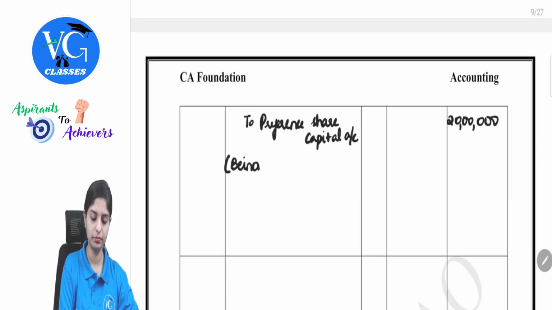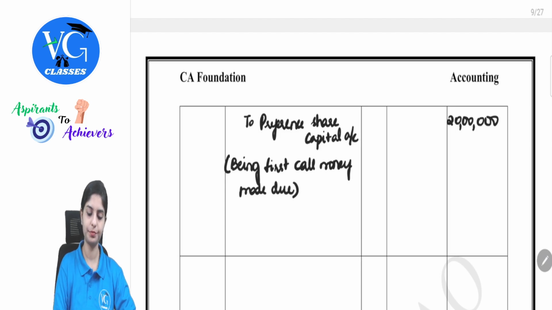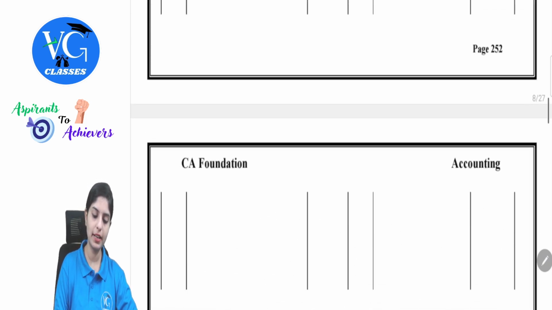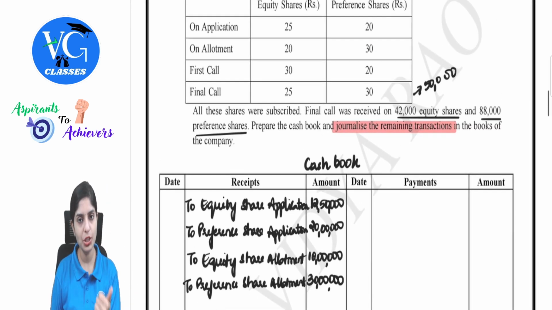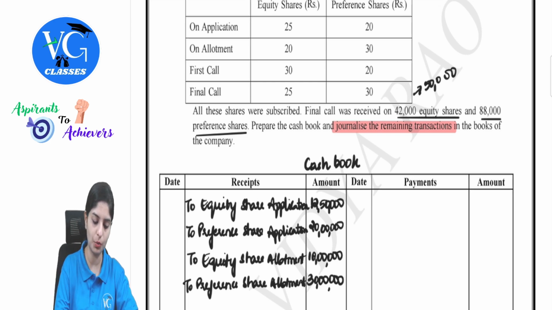Being first call money made due. What is the next entry? Receipt of first call money. So when I receive, what is the journal entry? Cash account debit to equity share first call account, to preference share first call account.